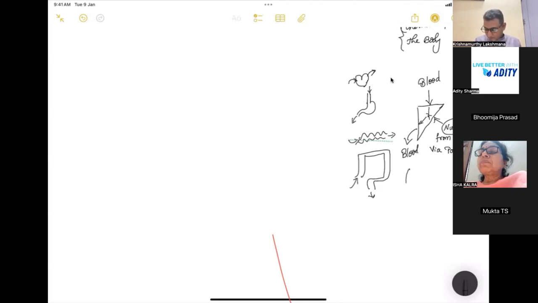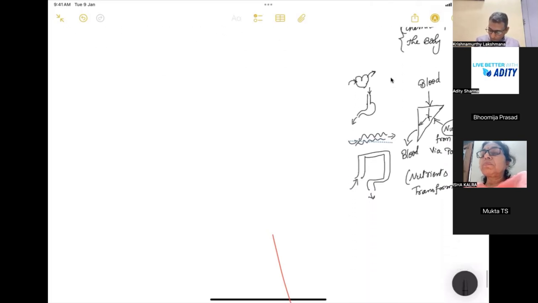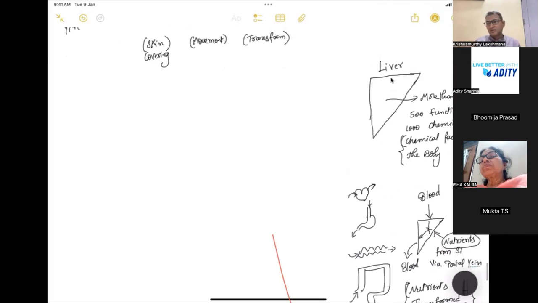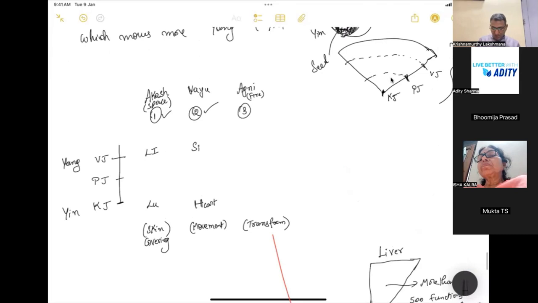Nutrients transformed or converted into blood, and this process happens through a lot of chemical reactions, etc. Making sense? Yes. So the transformation is happening, right? So in the liver, transformation is happening.